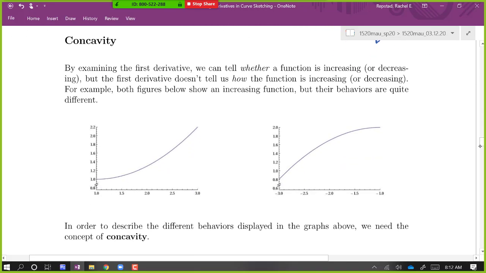So we can use the first derivative to tell us whether something's increasing or decreasing. But it's important to note that it doesn't really tell us how a function is increasing. If you look at these two curves here, those functions are both increasing as x increases, but they're doing so quite differently. The difference can be described by concavity. We would say that the graph on the left here is concave up, and the graph on the right is concave down.